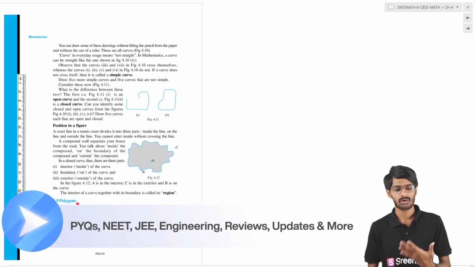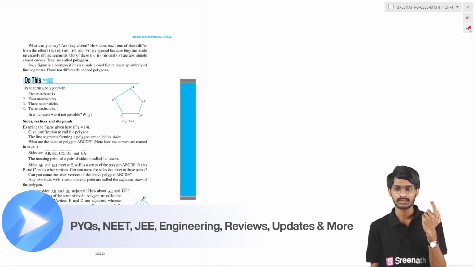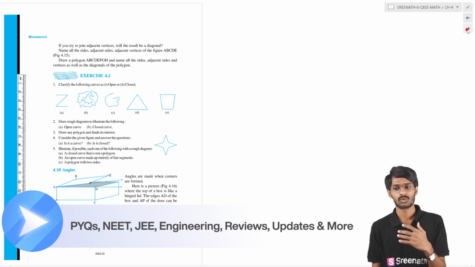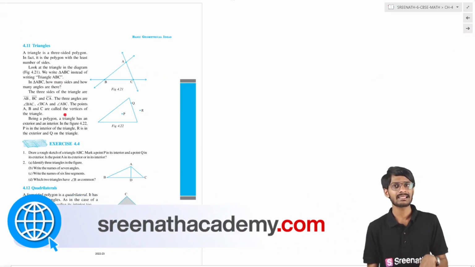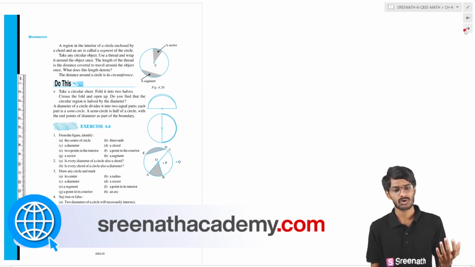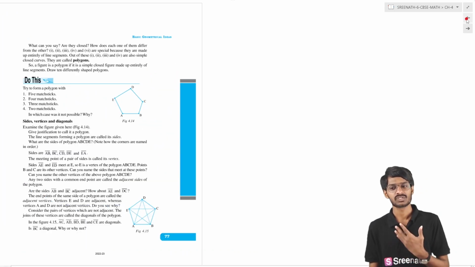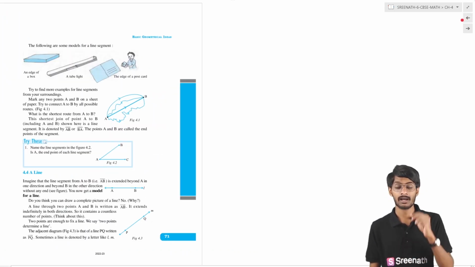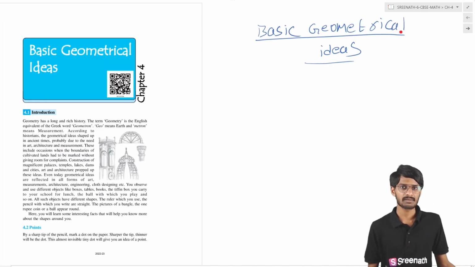what polygons are, and what qualifications are needed to become a polygon, and what angles are. After that we will discuss triangles and quadrilaterals, and finally circles. So this is the whole chapter you have in CBSE class 6 maths, students. Now we are going to discuss each topic and each concept, and we will do some examples if there are any in this chapter. So that's it students, our overview is completed.